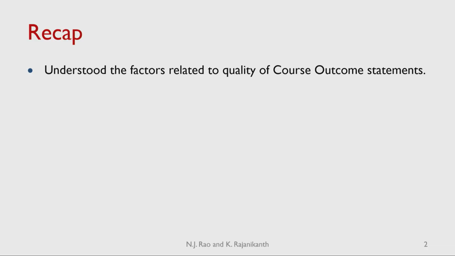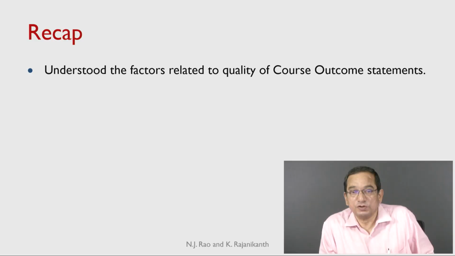In the previous unit, we understood the factors related to the quality of course outcome statements. We examined how to write outcome statements of good quality, what kind of errors could be committed while writing the outcome statements, and we also presented a checklist to ensure that the outcome statements are of good quality.